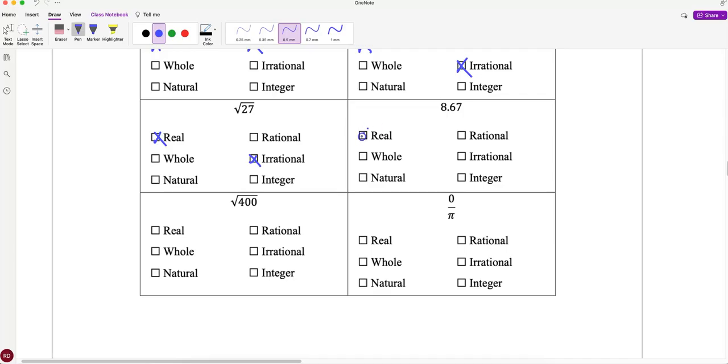8.67, that's real. It's not a whole number. It's not a natural number. It's a decimal that terminates. That makes it rational, and it's not an integer.